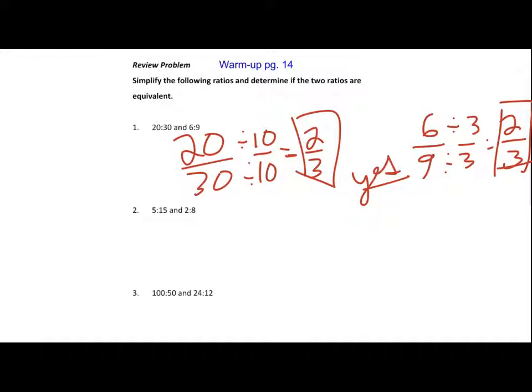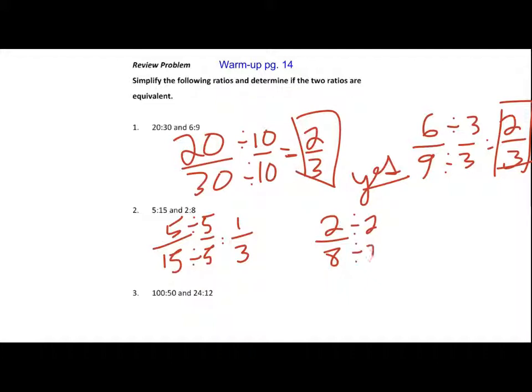Number 2, I have 5 to 15, which if I reduce, my greatest common factor is 5, and I end up with 1/3. 2 to 8, most of us know that this is actually going to be equal to 1/4, and I know that my greatest common factor between them is 2, so if I divide my numerator and denominator, I end up with 1 to 4. So these are not equivalent ratios. 1/3 and 1/4 are not equal.